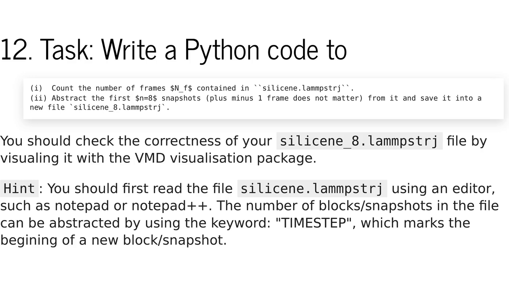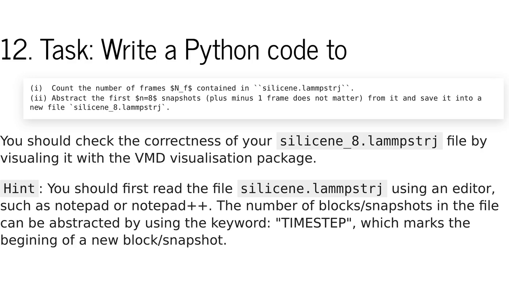Now let us define the specific task for our third example, involving the silicene.lamstry file. First, we need to write a Python script that can count the total number of frames, or snapshots, contained within this large trajectory file. Each frame represents the state of the system at a particular time step. Second, after determining the total number of frames, our script should abstract a smaller subset of these frames. Specifically, we aim to extract approximately the first 8 snapshots, though a slight variation like 7 or 9 is acceptable, and save them into a new file named silicene_8.lamstry.